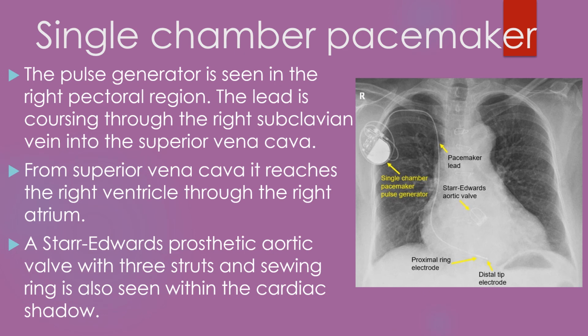The pulse generator is seen in the right pectoral region. The lead is coursing through the right subclavian vein into the superior vena cava. From superior vena cava, it reaches the right ventricle through the right atrium. A Starr-Edwards prosthetic aortic valve with 3 struts and a swing ring is also seen within the cardiac shadow.